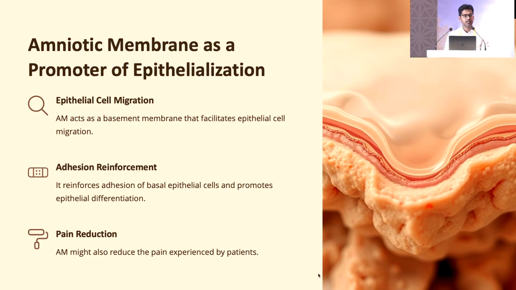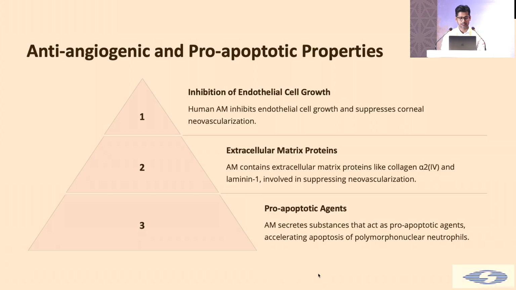Amniotic membrane is a promoter of epithelialization. The composition of amniotic membrane not only provides a physical barrier, but promotes the migration of epithelial cells and their differentiation that leads to strengthened adhesion of the basal epithelial cells. It also produces platelet-derived growth factors, hepatocyte growth factors, and keratinocyte growth factors that promote survival, proliferation, and migration of epithelial cells. The anti-angiogenic properties maintain the avascular surface of the cornea, preventing new blood vessel formation. The production of anti-angiogenic compounds such as thrombospondin 1, endostatin, and tissue inhibitors of metalloproteinase has been demonstrated in vitro in human amniotic membranes.